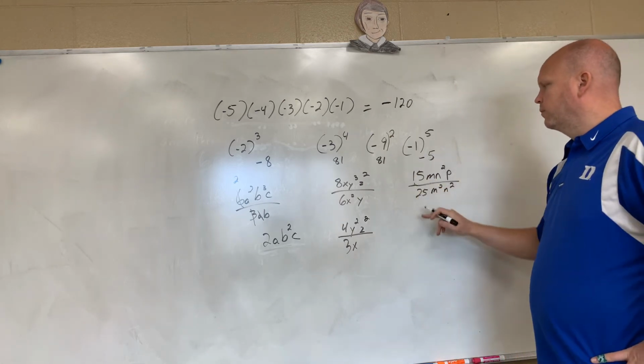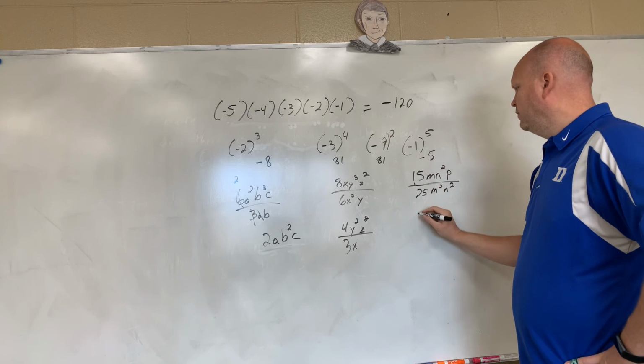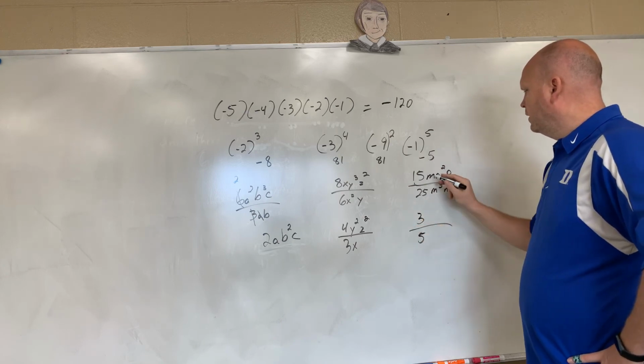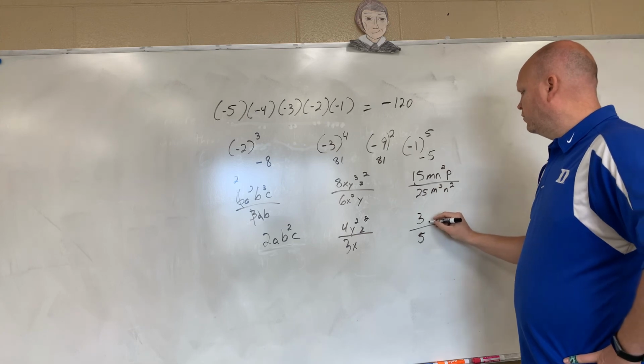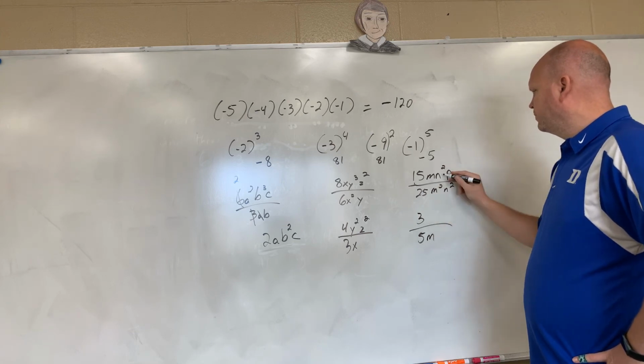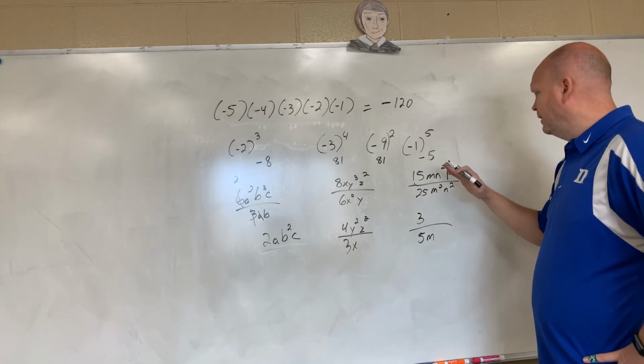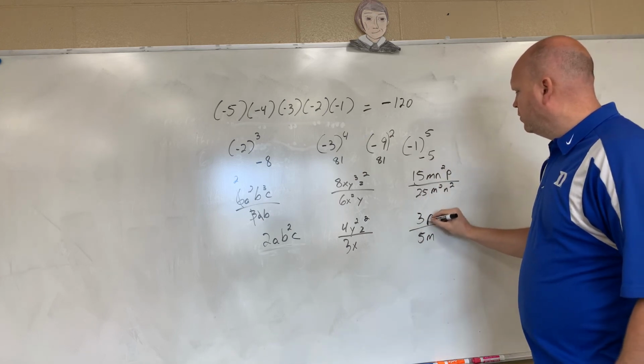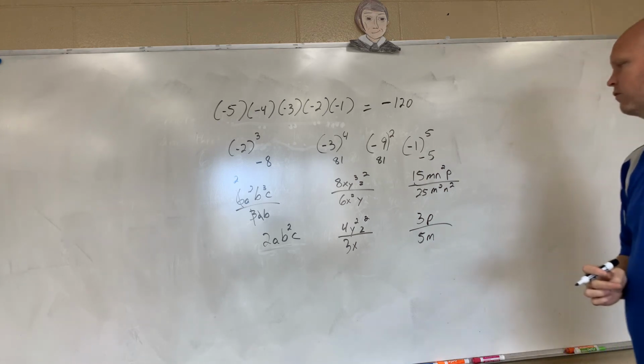Over here, what number goes into both 15 and 25? 5 does, so we have a 3 on the top and a 5 on the bottom. M squared and m, so we're left with just an m on the bottom. N squared and n squared, they completely cancel out because there's 2 of each, and then we're just left with p up here, so 3p over 5m.